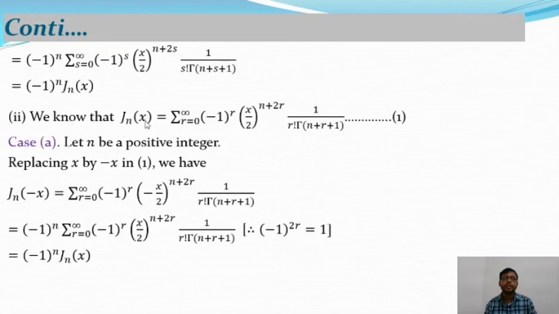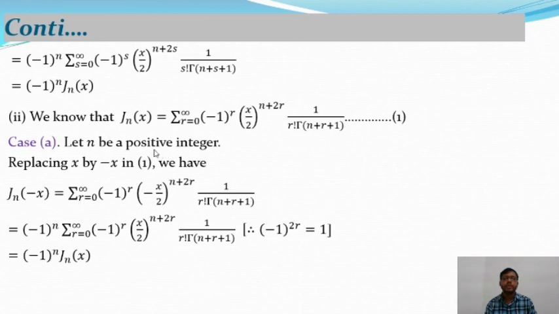So we know that the nth order Bessel's function will be the summation over r equals 0 to infinity (-1)^r into (x/2)^{n+2r} into 1 by r factorial into gamma of n plus r plus 1, and we can write it as equation number 1. So there are two cases. The first case is when n is a positive integer, and the second case is when n is a negative integer.